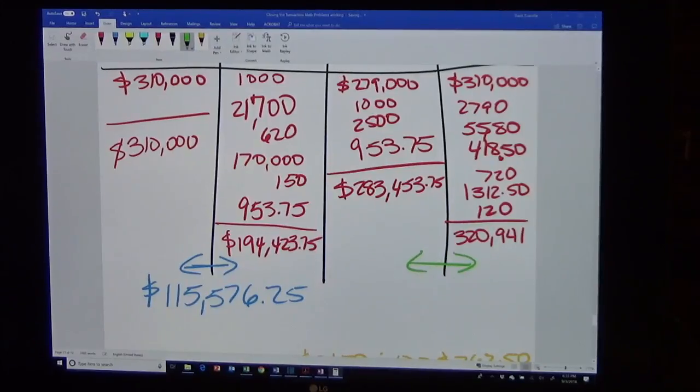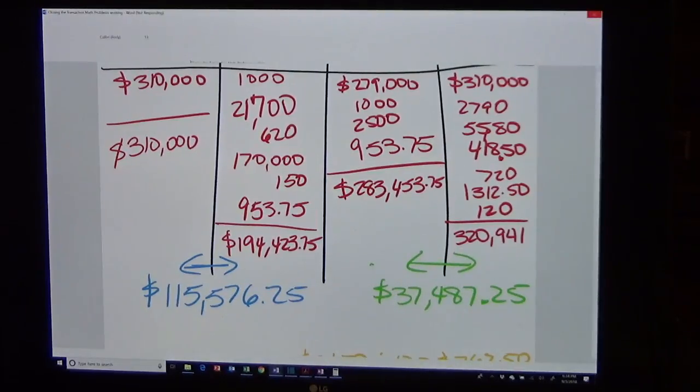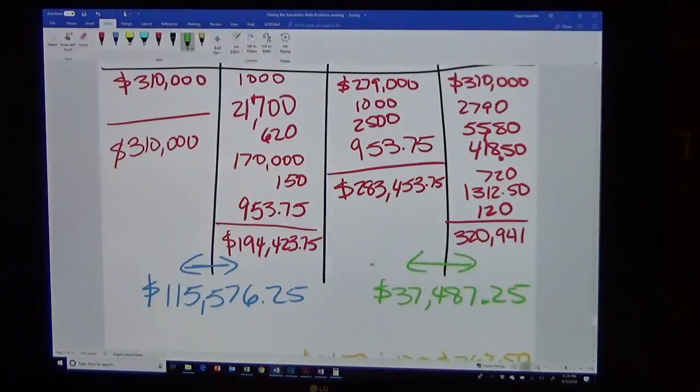And then the buyer's cash at closing, we take the difference between those two, $320,941 minus $283,453.75. The buyer's cash at closing is $37,487.25. So you could think of that as the buyer's down payment if you want to, but that's the amount of money that buyer has to bring to that closing. And the question was, what's the buyer's amount of money to the nearest $100? So your answer is going to be $37,500.